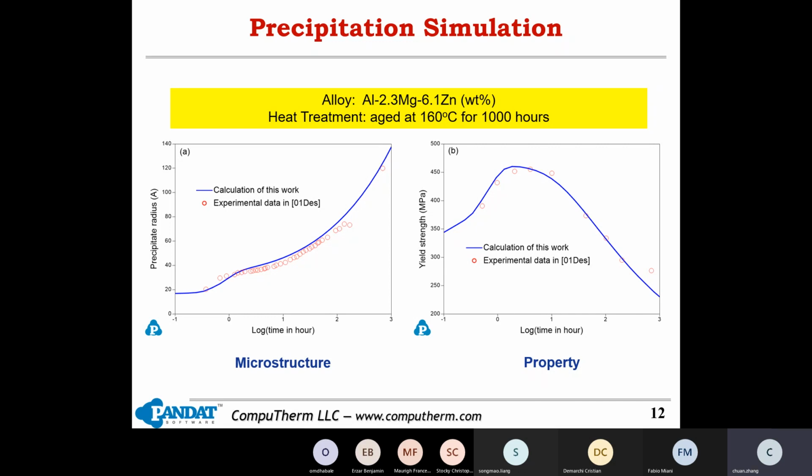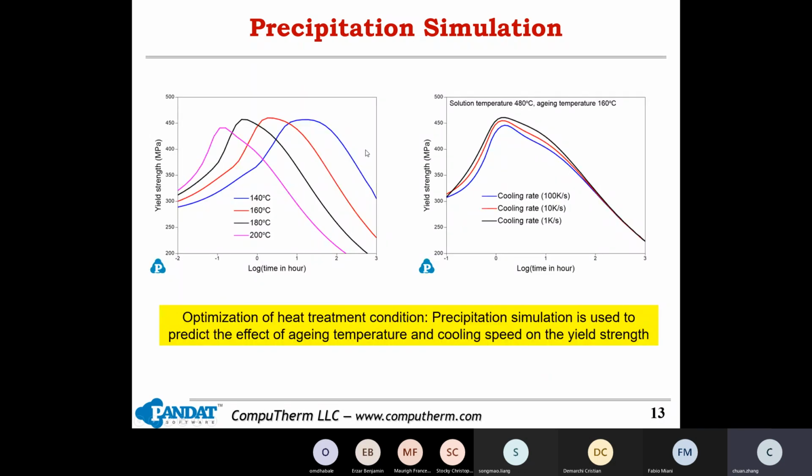But here I would like to emphasize the most important advantage of this module. We can use the same set of databases or the parameters we obtained for this alloy to perform virtual experiments for the same series of alloys in order to optimize alloy composition and the processing optimization. Okay, so use the same set of parameters obtained based on the previous experiment result. We can do virtual experiment.